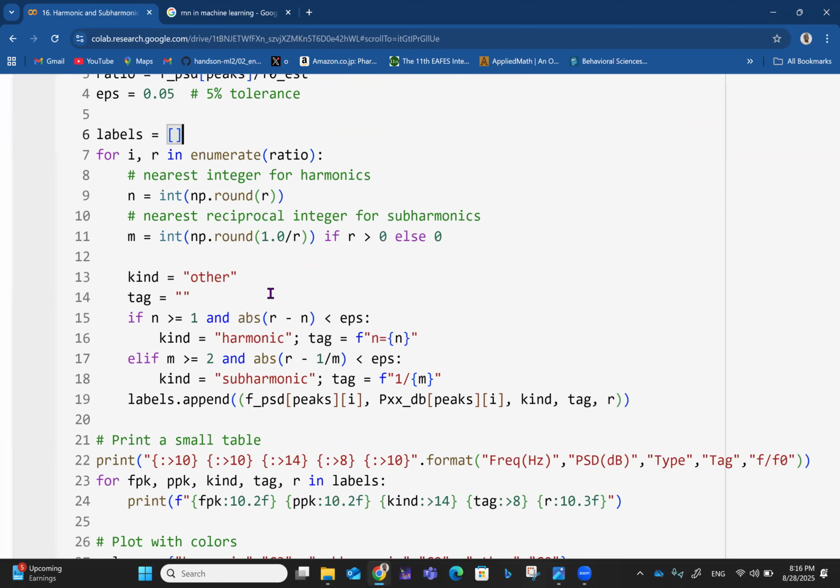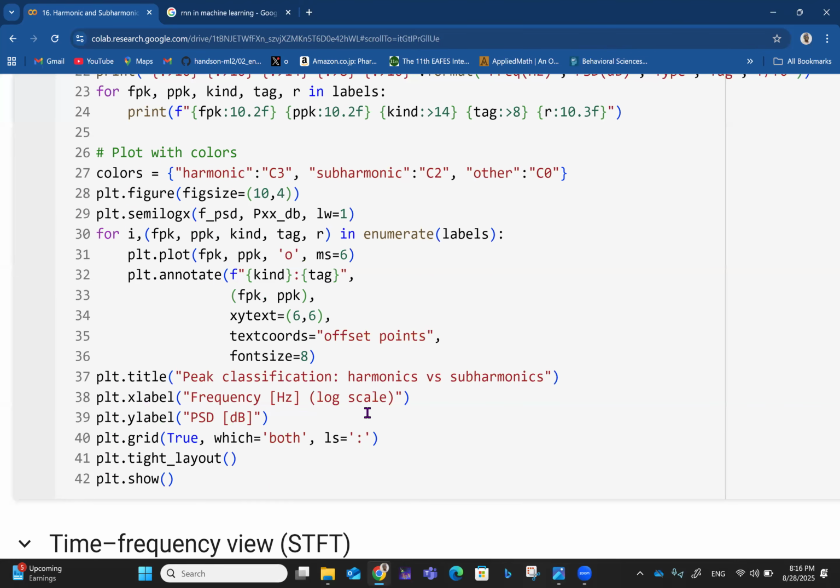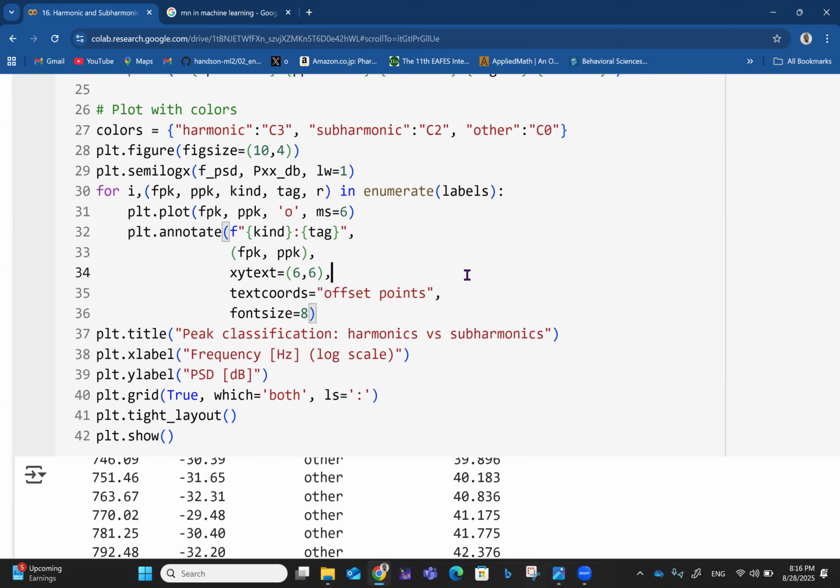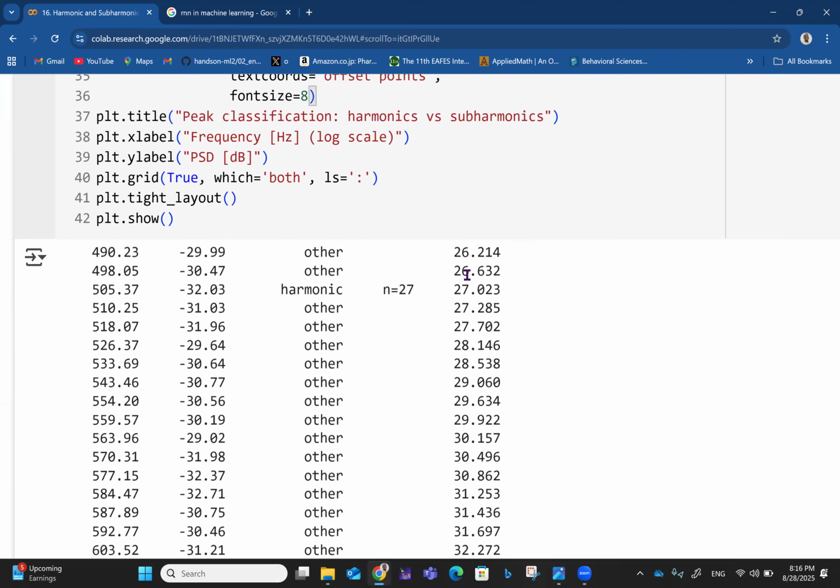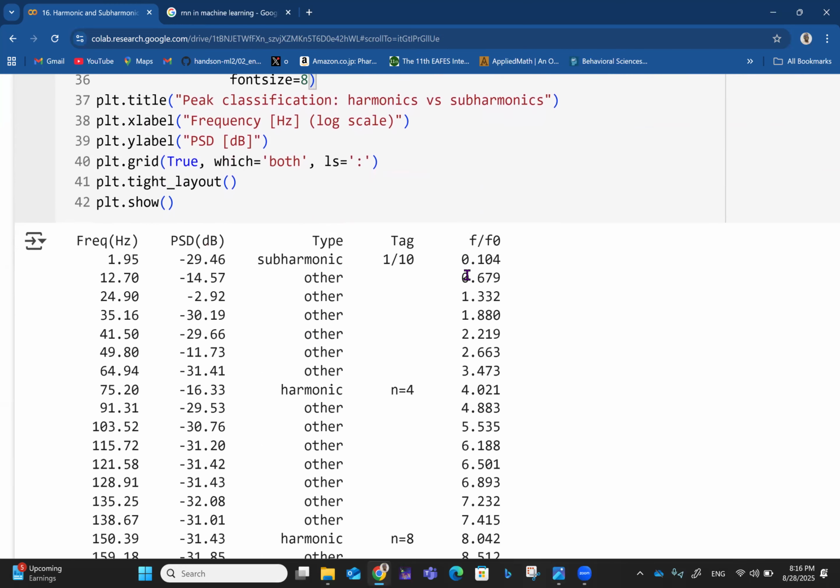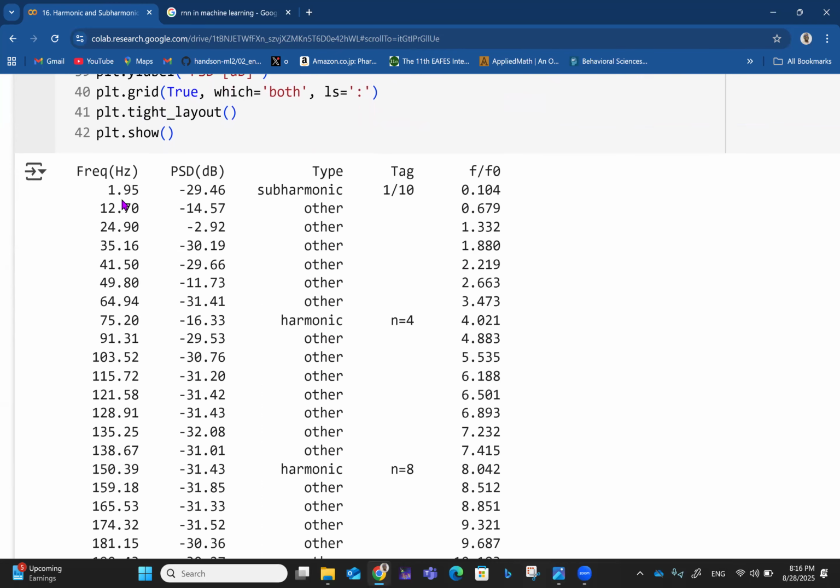So the kind is tagged accordingly: if n is greater than or equal to this, and the absolute value is that. You can take a bit of time to look at the code, but right now I just want to run it. So we have the frequency, the PSD, and the type, whether it is subharmonic or harmonic. For the first one, the frequency is 1.95 and the power spectral density is minus 29.46.